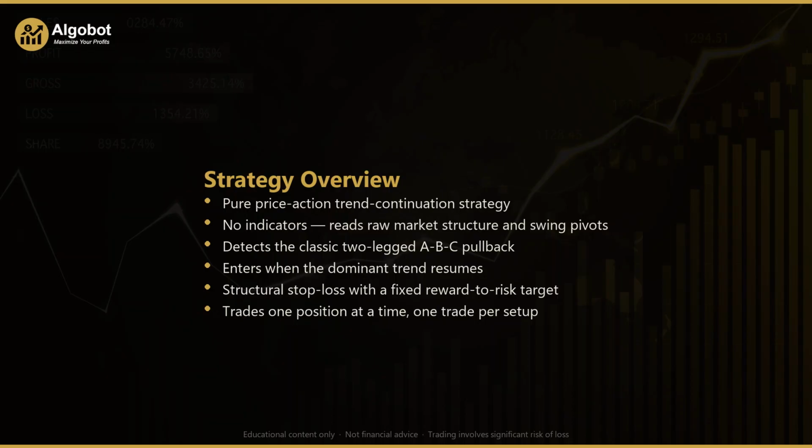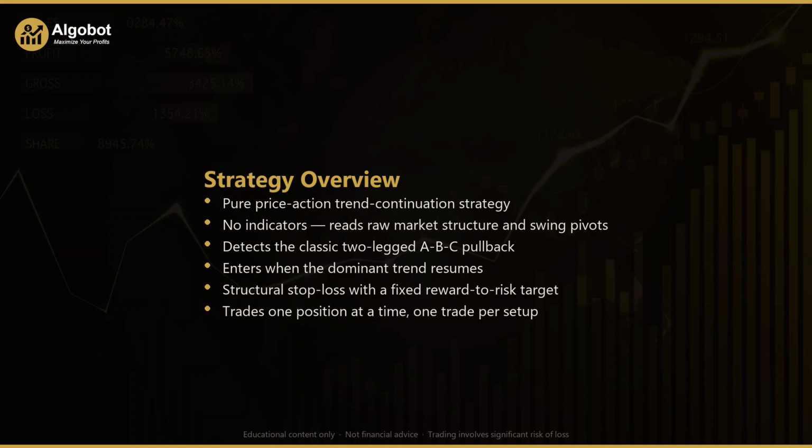So what does this expert advisor actually do? At its heart, two-leg pullback continuation is a trend continuation system. It assumes a market is already moving in a direction, and it waits patiently for the trend to take a breather, correct, and then resume. The key idea is right there in the name.